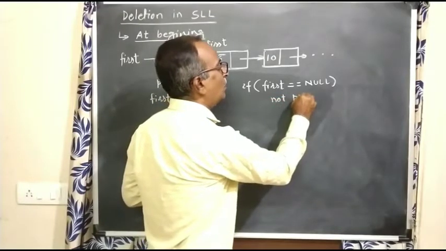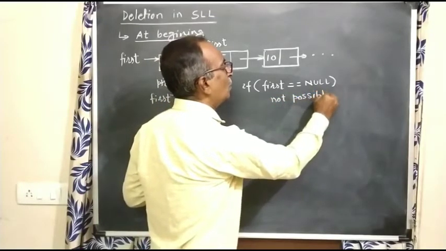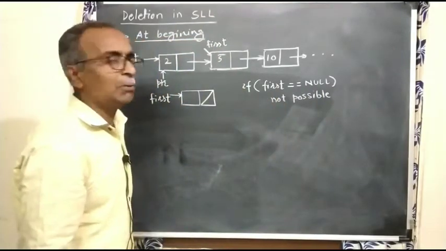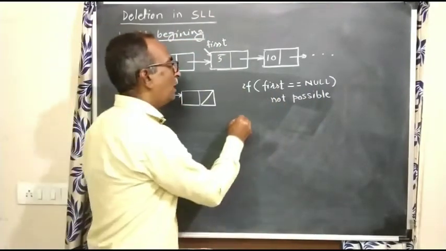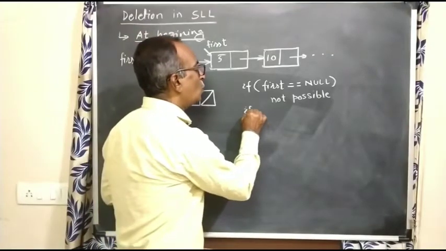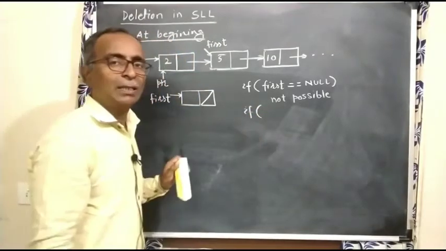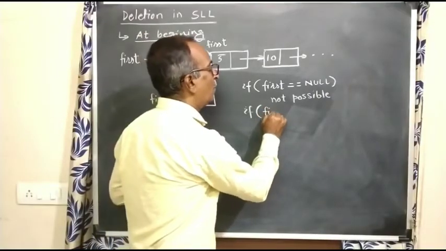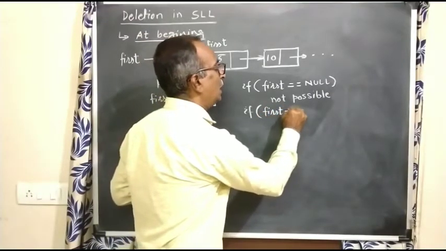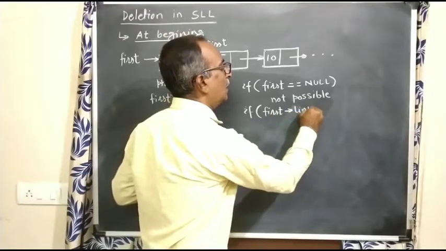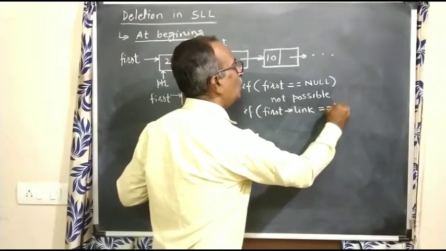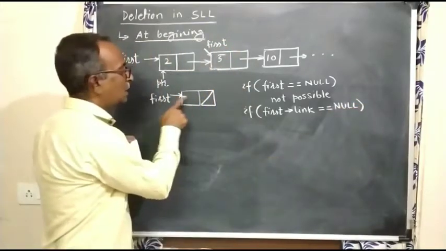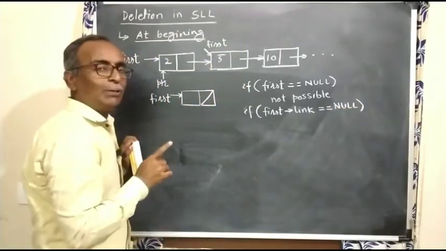Not possible. Whatever printf statement you want to write, you write it and then return from this function. Now, when the list has only one node, what is the condition for one node? If the first link field is equal to null. First link field null means there is only one node.